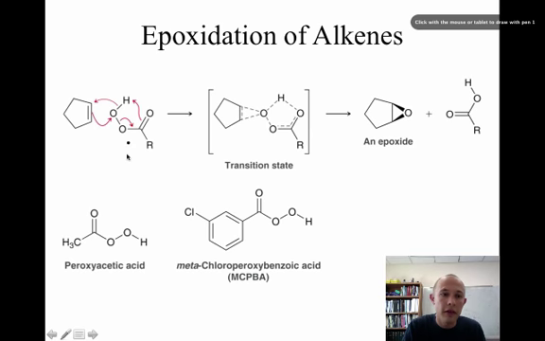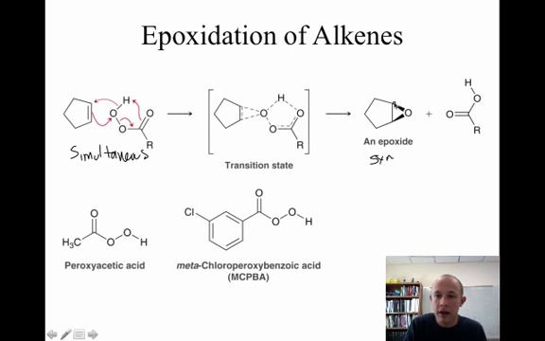Notice that since all these bonds form simultaneously, we're going to have a syn product, meaning that both bonds to the oxygen are on the same side of the ring. So we could also have drawn it where they're both down to the oxygen. Those are the same compounds in this case.